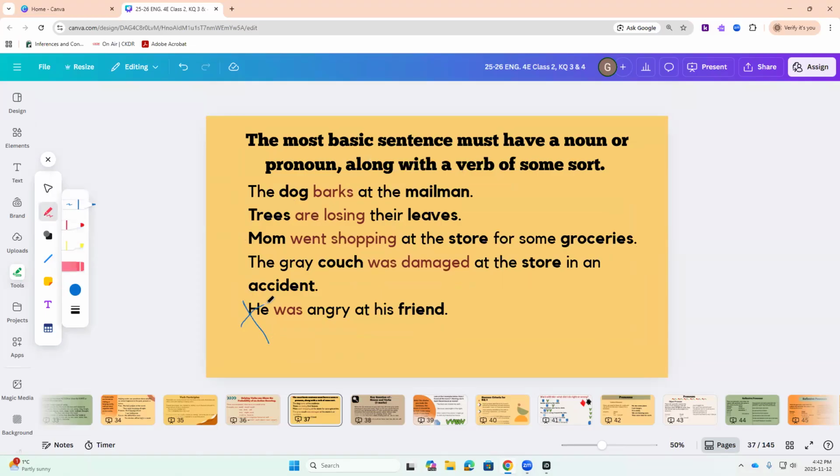But for our assignment, I'm not going to use that because we're not using pronouns. We're just using nouns. Angry, sometimes people will think this is a verb, but it's not. It's an adjective. If I said the angry man, it's describing something. It's not naming something, right? At his friend. So here is my one and only noun.